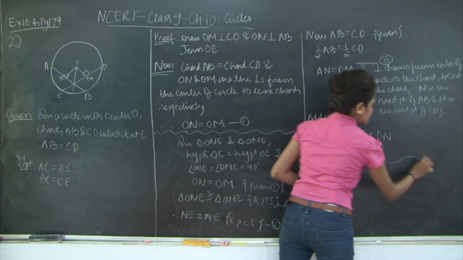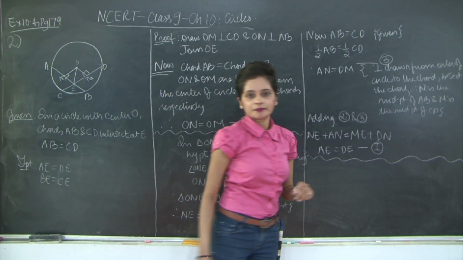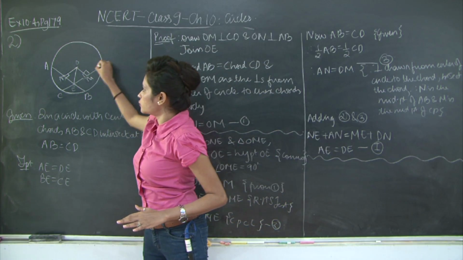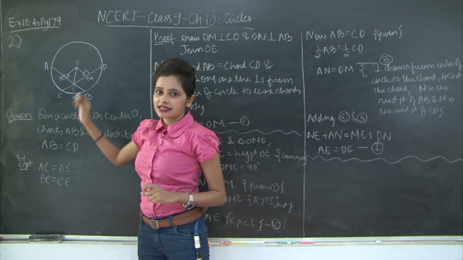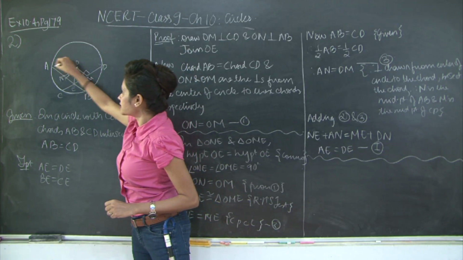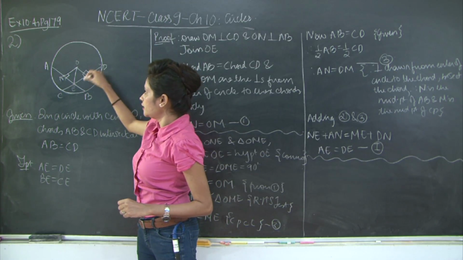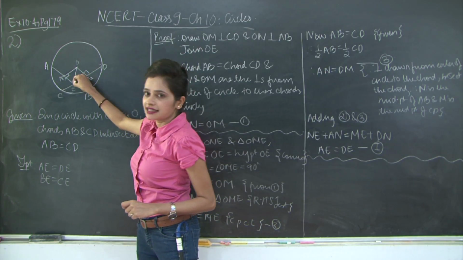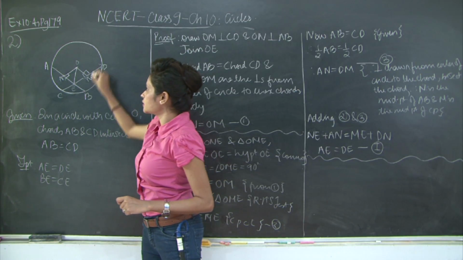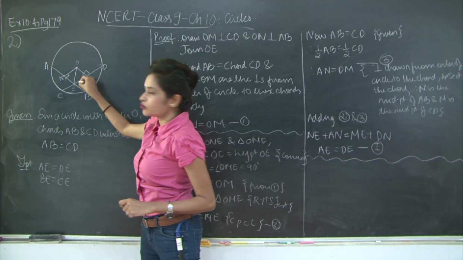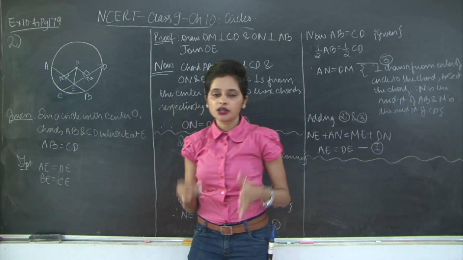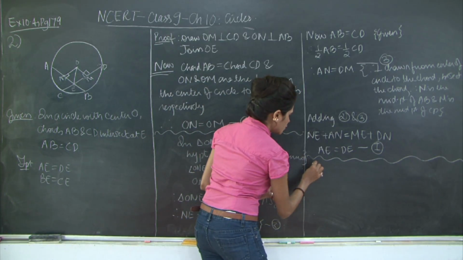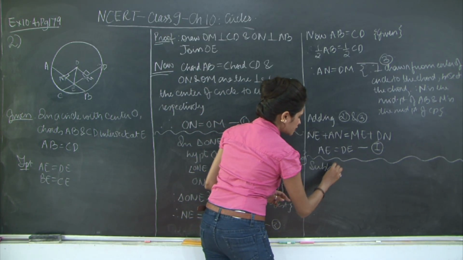Also, we need to prove that BE is equal to CE. So now let's notice over here, AB is equal to CD. When you subtract AE from AB and DE from CD, what do you get? BE and CE. But what do you have? AB is equal to CD and AE is equal to DE. So when you subtract equals from equals, the remainders are equal. So now what we are going to do is subtract.